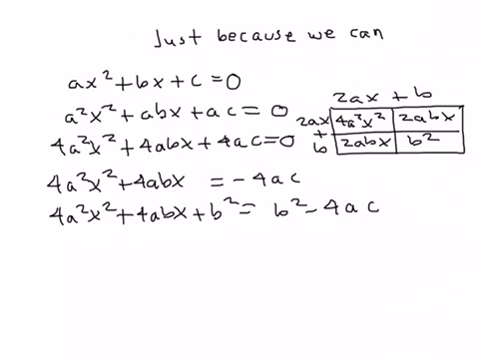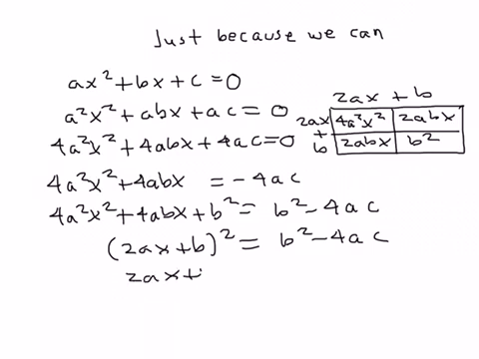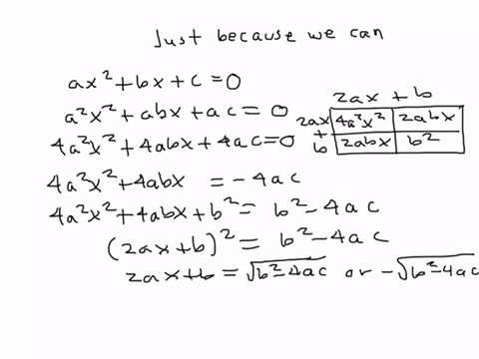Okay, looking good. We know that this term on the left is a perfect square, so let's turn it into its perfect square. That is 2ax plus b quantity squared equals b squared minus 4ac. Taking the square root of both sides, 2ax plus b has to equal either the square root of b squared minus 4ac, or negative the square root of b squared minus 4ac. I fit it in. Yes.